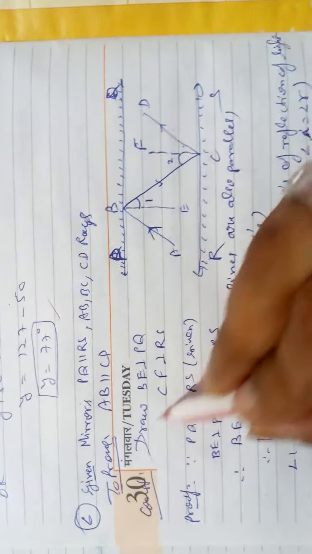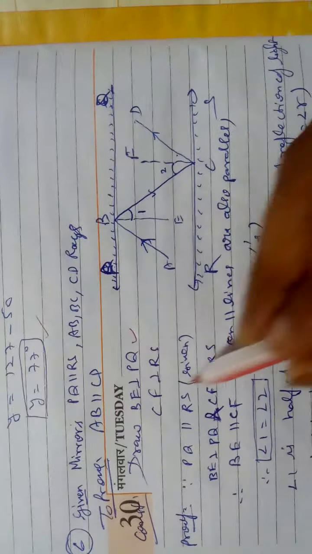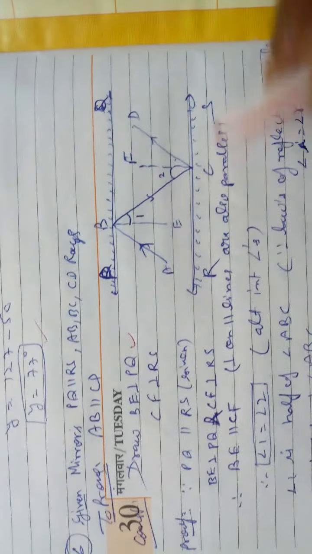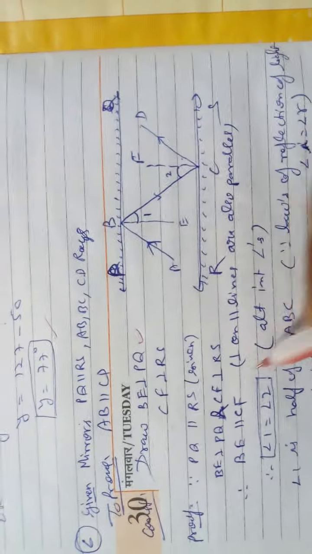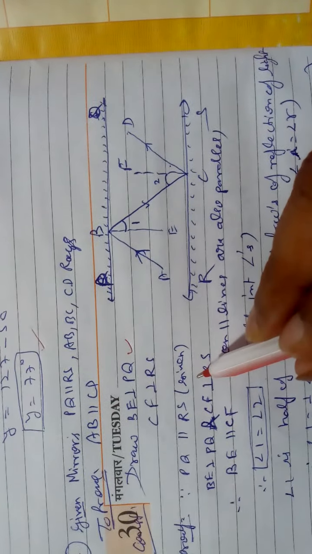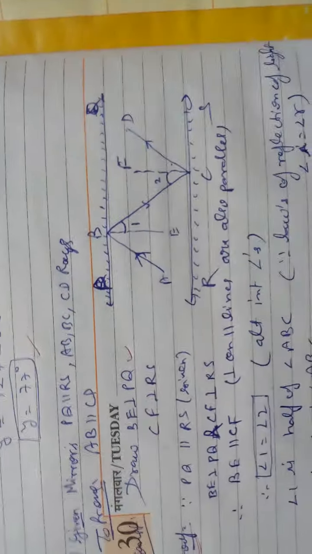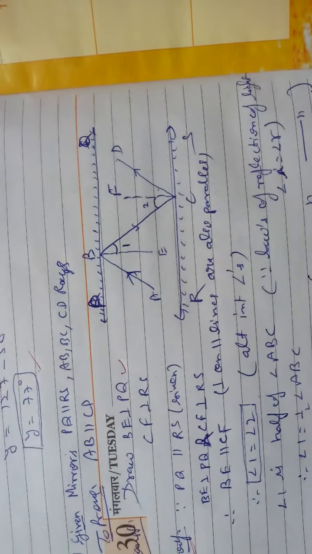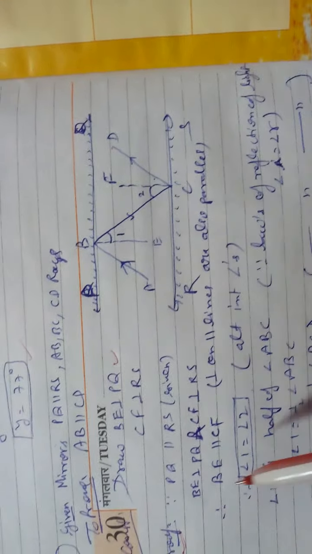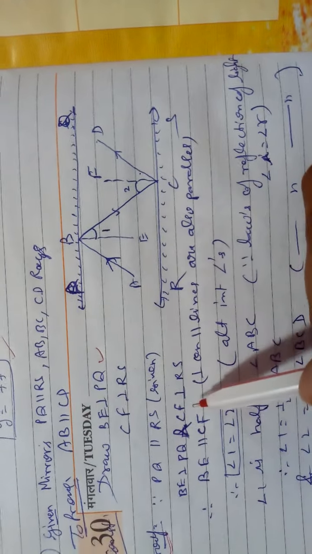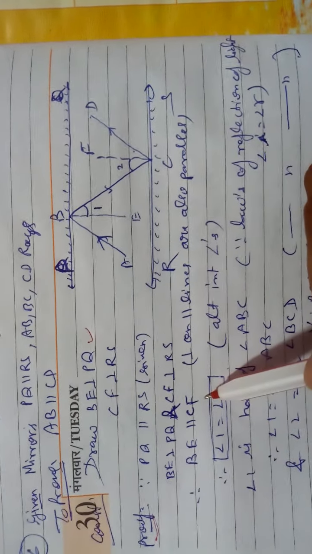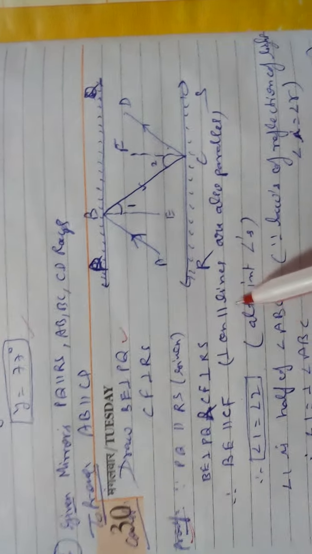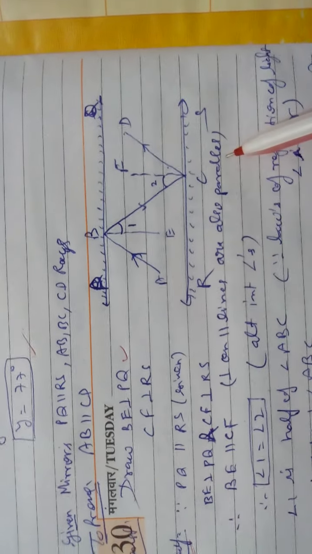Draw BE perpendicular to PQ, CF perpendicular to RS, perpendiculars on the parallel lines. Proof: perpendiculars on parallel lines are also parallel. BE is perpendicular to PQ, CF is perpendicular to RS, so BE is parallel to CF.